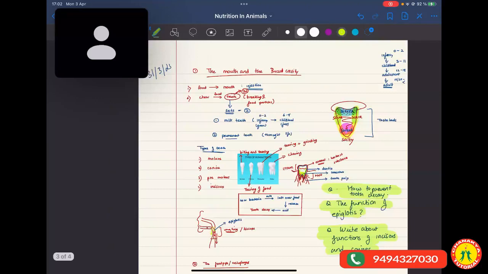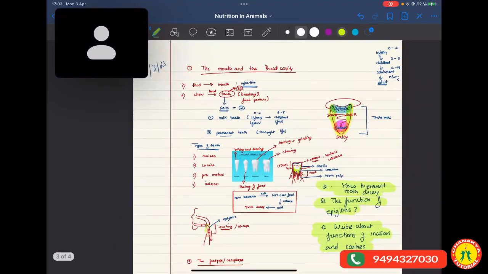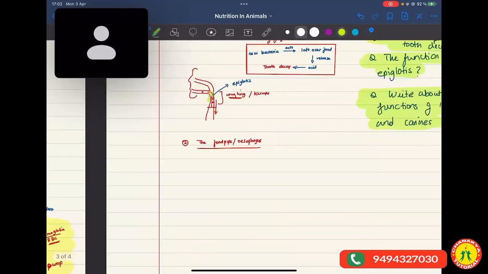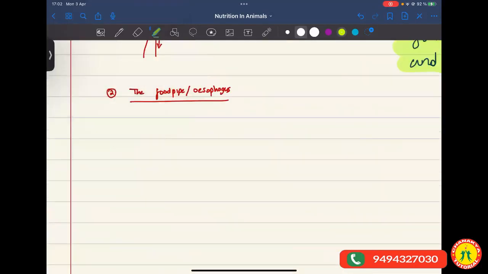Mouth and the buccal cavity. Now we're going to talk about the second part, that is the food pipe and the esophagus. So now we have swallowed the food, and the swallowed food passes into the food pipe or the esophagus.